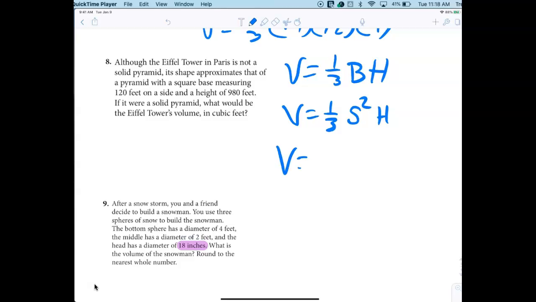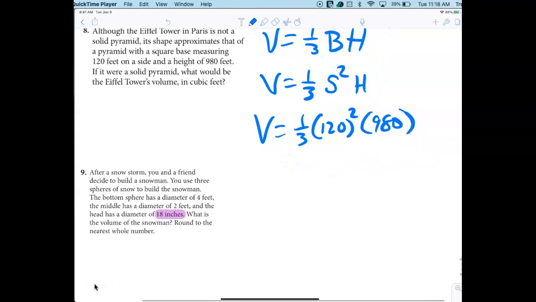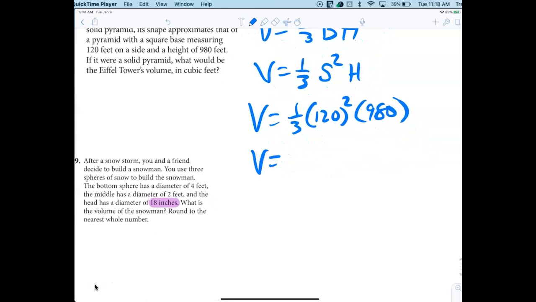Times big H. What's the side of the Eiffel Tower? 120. Good. Times 980. Look how big that is. How many cubic feet would you need? A lot. 4,704,000. All right, that's a lot. Can you imagine having to fill that thing up? 4,704,000 cubic feet to fill the Eiffel Tower.